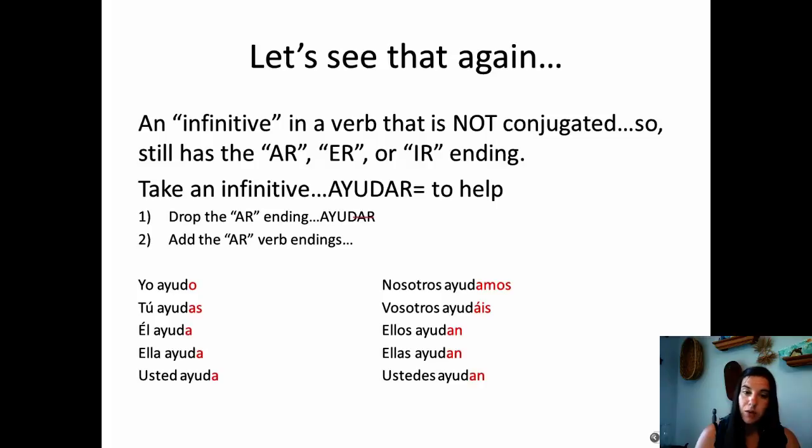So once you understand this process, the best thing that you can do is just memorize in order the endings. O, as, a, amos, áis, an. That way, if you find an AR verb that you need to conjugate, you know the steps: take the AR off, figure out who's doing it, and then add the appropriate ending. So that's how I would tell you to approach learning how to conjugate any verb. Memorize the endings. O, as, a, amos, áis, an.